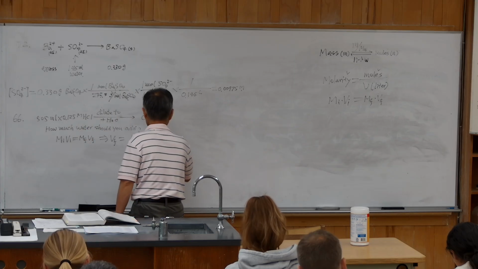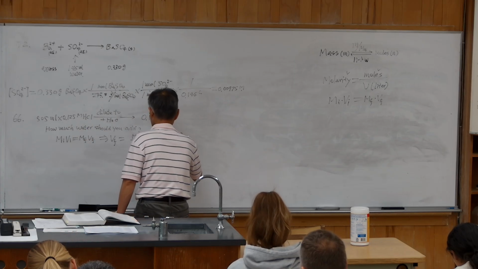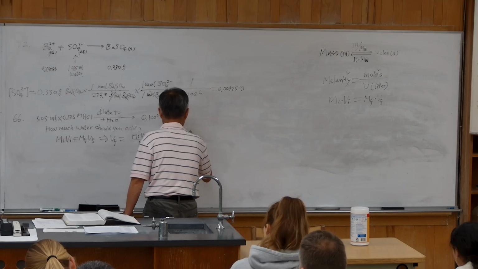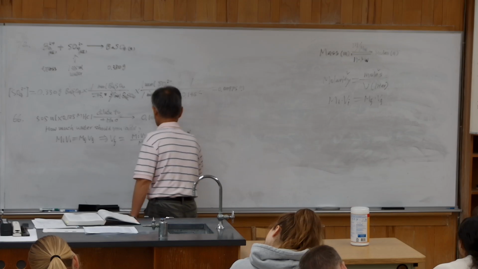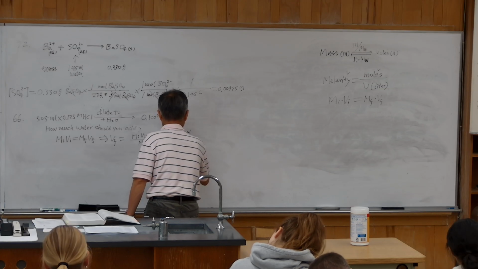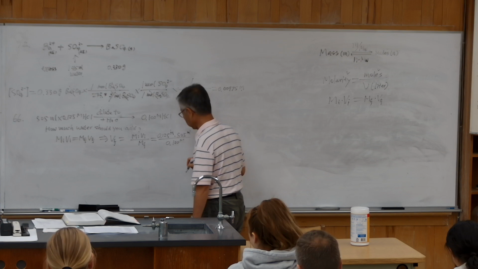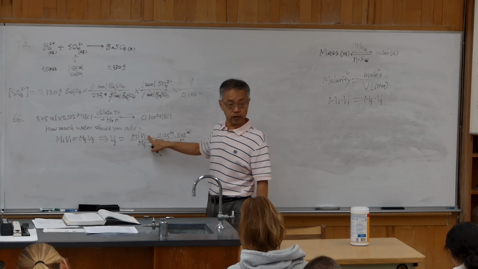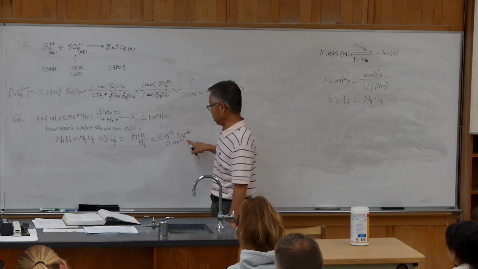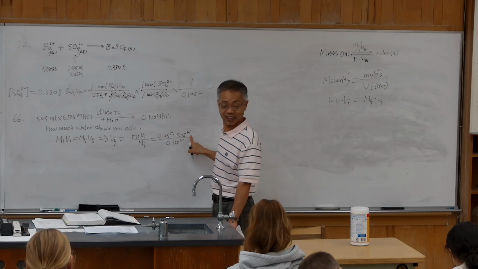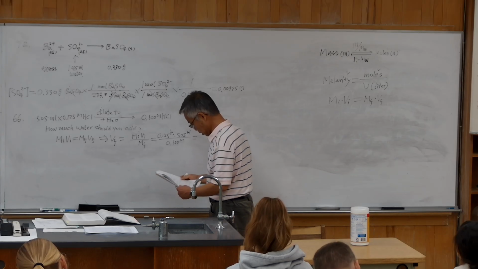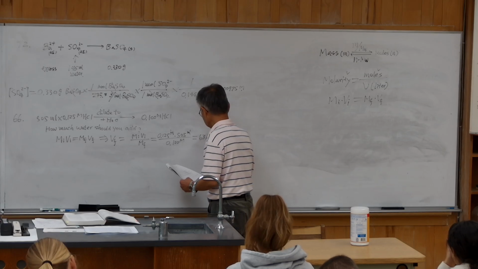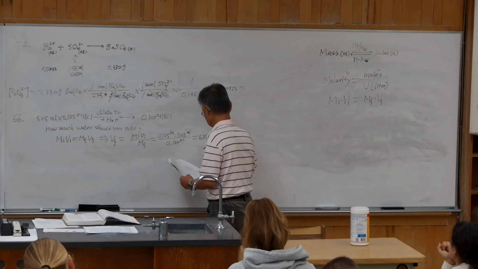MI is 0.125. VI is 505 milliliter. MF is 0.1. You find the molarity cancelled, leftover milliliter. So if you use milliliter in VI, then what you calculate for VF is still milliliter. So this will be 631.25 milliliter.